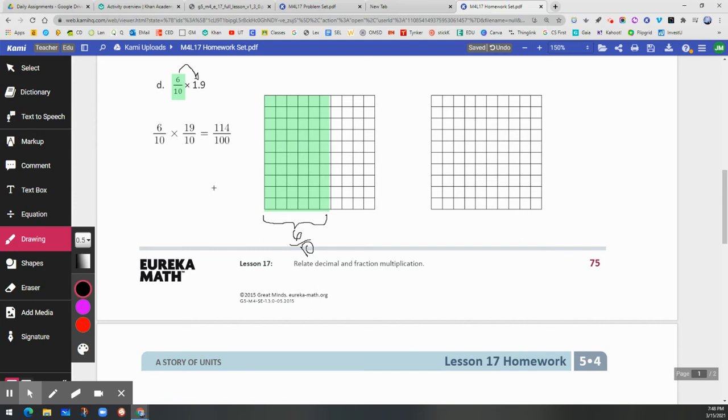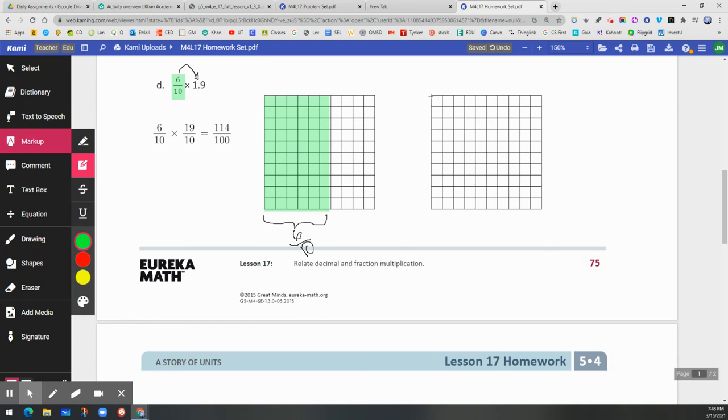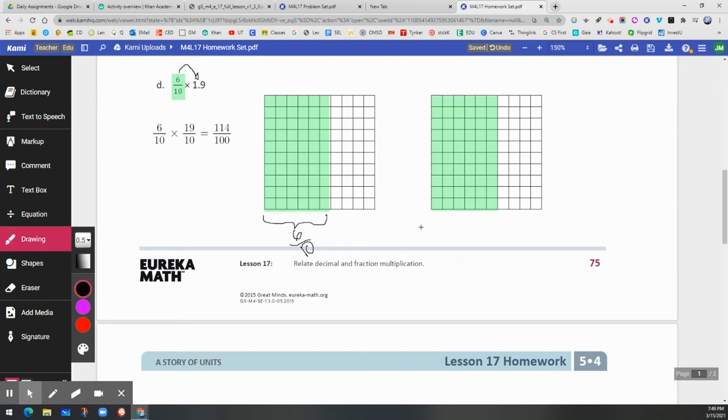Now, I have to show the same thing on the other model. So we're going to show 6/10 again. Again, let me show you. This is 1/10 because it has 10 units, 2/10 because it has 20 units, 3/10 because it has 30 units, 4/10, 5/10, and 6/10. Again, there it is. And now we have to label it. So this is 6 out of 10.